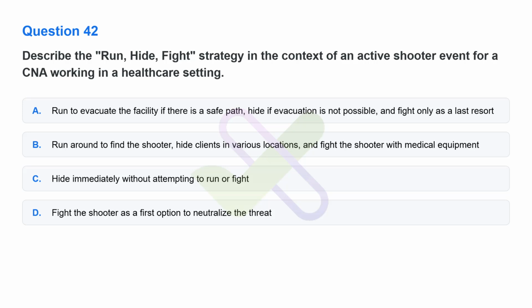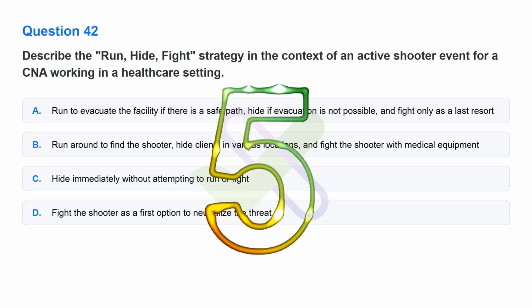Describe the run, hide, fight strategy in the context of an active shooter event for a CNA working in a healthcare setting. A. Run to evacuate the facility if there is a safe path, hide if evacuation is not possible, and fight only as a last resort. B. Run around to find the shooter, hide clients in various locations, and fight the shooter with medical equipment. C. Hide immediately without attempting to run or fight. D. Fight the shooter as a first option to neutralize the threat.